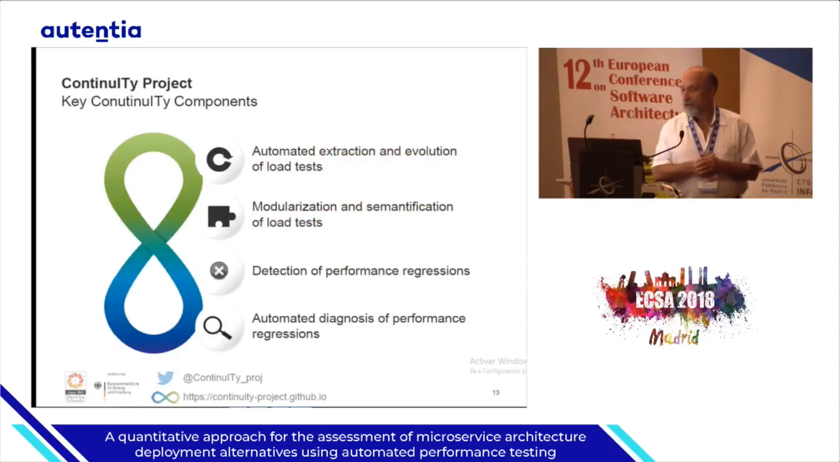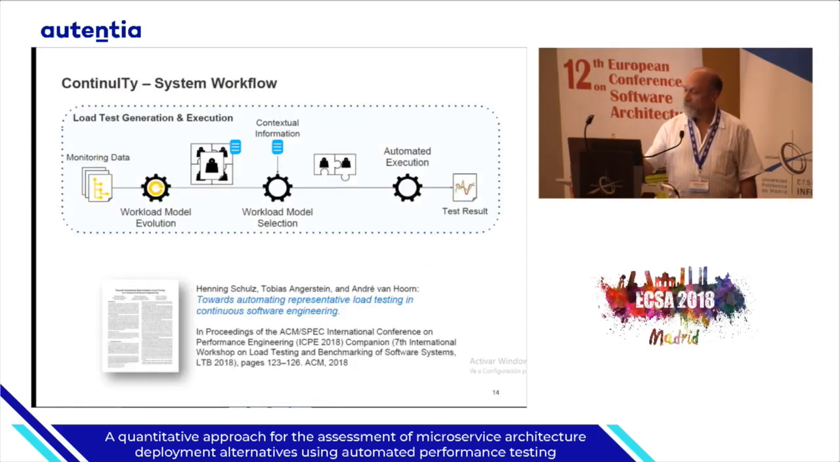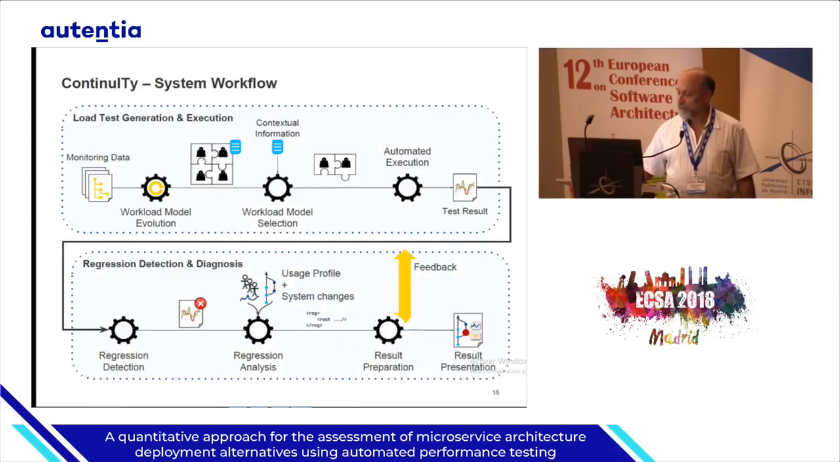So there is this German government-funded project called Continuity IT project between Novatech and the University of Stuttgart. The vision there is to go into full automation: automated extraction and evolution of tests, modularization and semantification of load tests, detection of performance regressions, and automated diagnosis. So the vision is you need to automate a lot of this stuff. And this is some related work, how to do automated extraction.